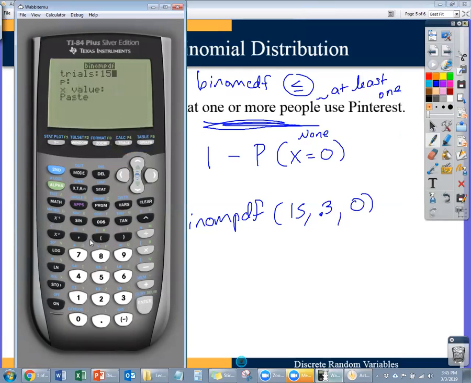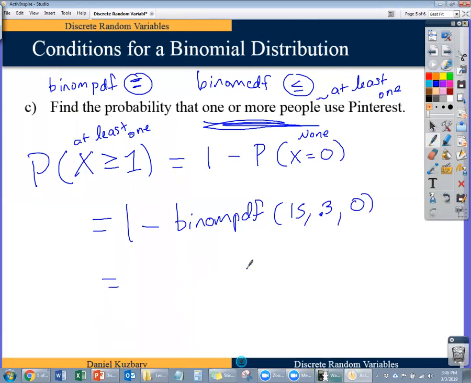So I'm going to do 15 comma 0.3 comma 0 and paste. So that should have 1 minus binomPDF on here, and I get 0.9953 if you round to 4 decimals. Which is really believable. So out of 15 people, the chance that at least 1 uses Pinterest is 99.5%, which is incredibly likely.